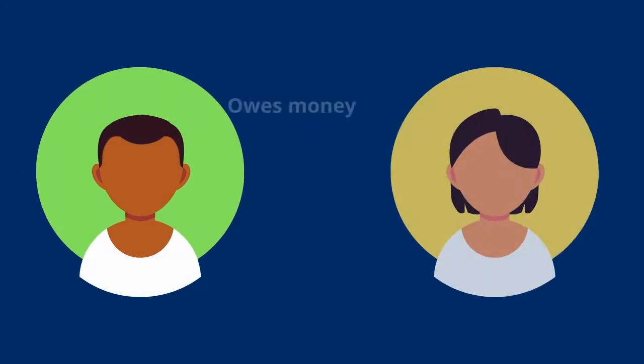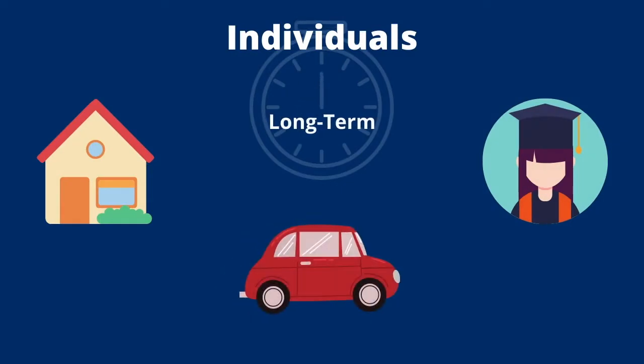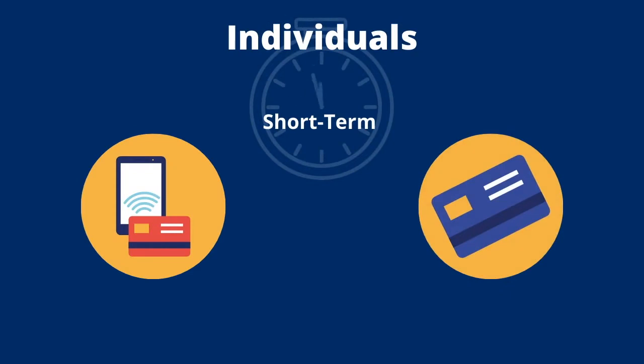Before we can understand what bonds are, we need to know what debt is. Debt is the amount of money owed from one party to another. Individuals may take on long-term debt for large purchases, such as a home in the form of a mortgage, cars for auto loans, and student debt. They may take on short-term debt for personal purchases, most commonly done through the use of a credit card.